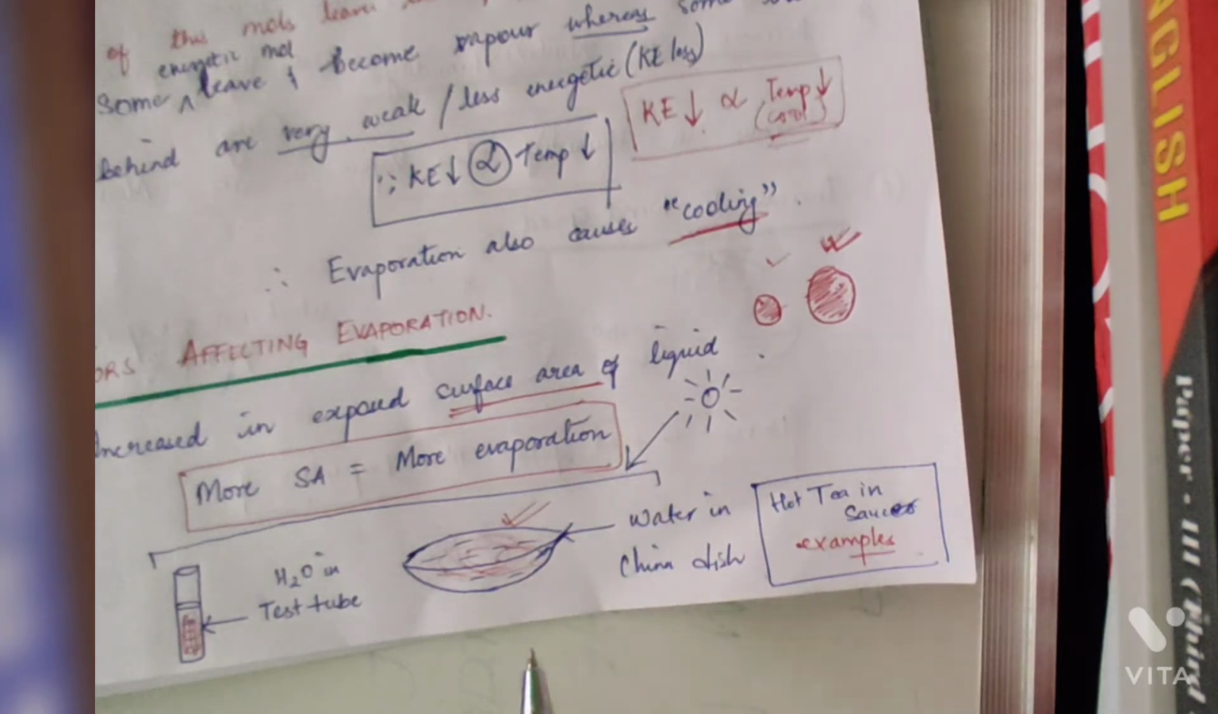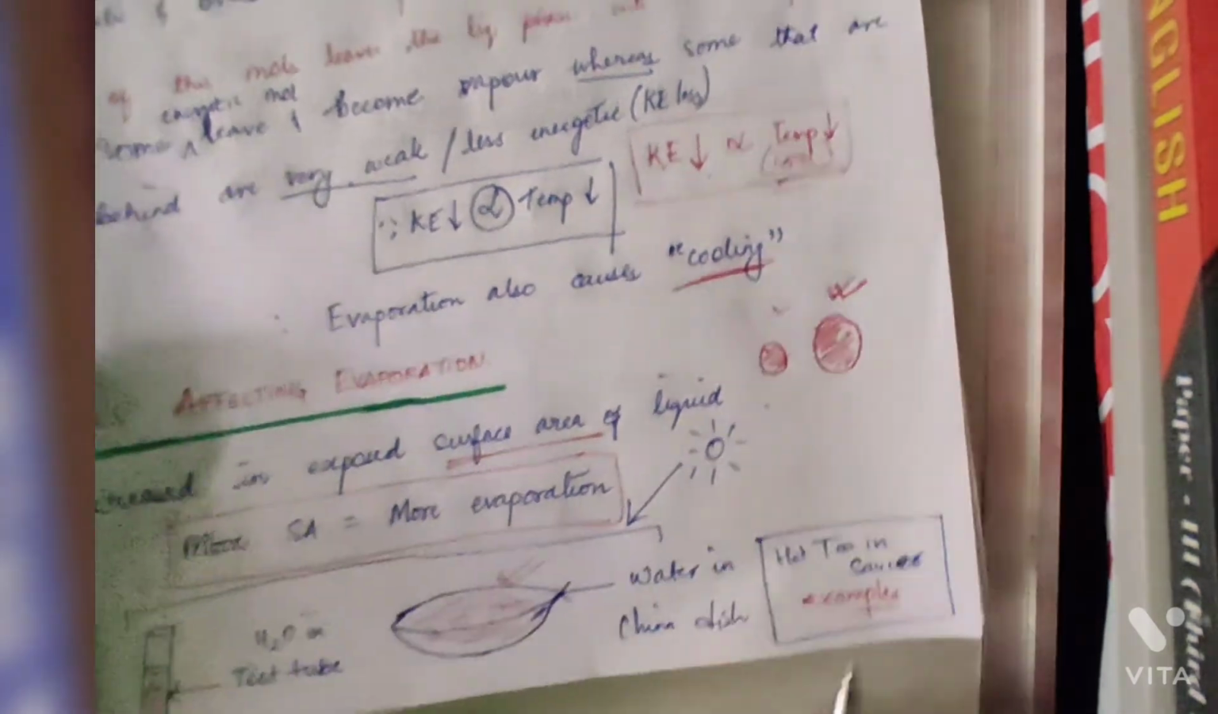Okay, so the best example of this is hot tea. Suppose you're drinking tea every day, right? You're drinking tea, but the tea is too hot. What do we do? We pour the tea in a saucer, right? So what happens when we pour the tea in a saucer? The surface area becomes huge. So the liquid becomes less hot. Okay, so that is the example.